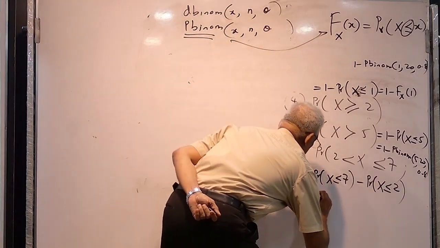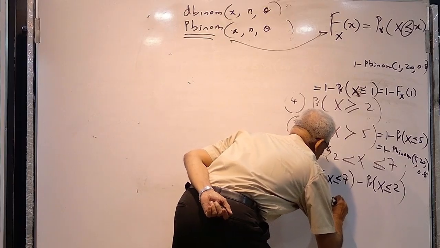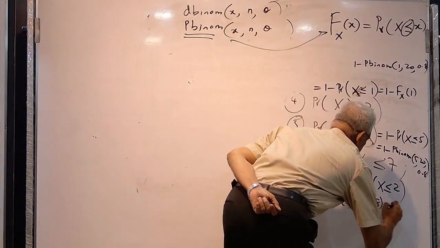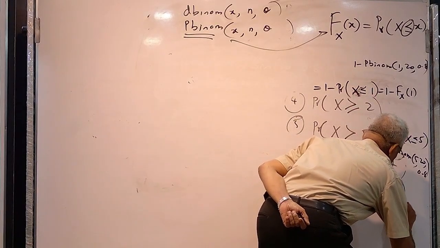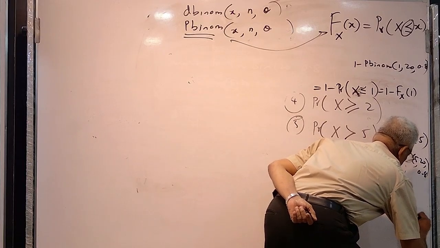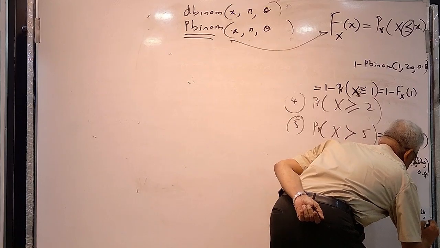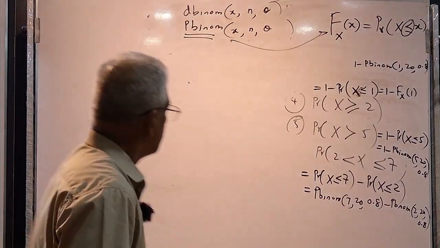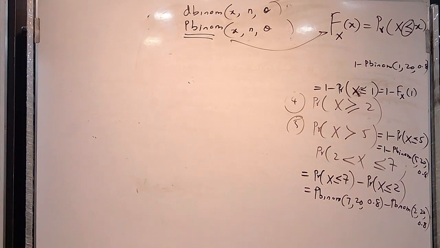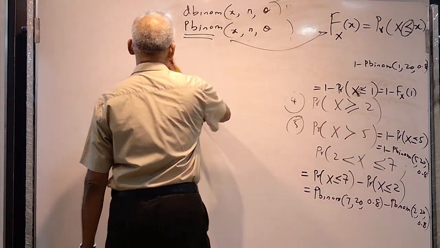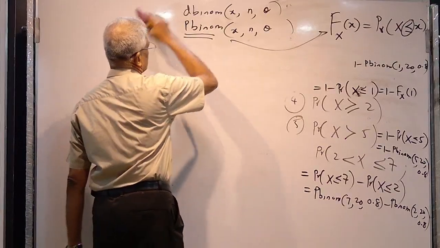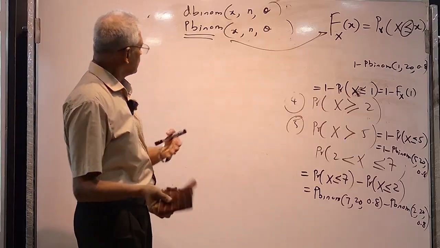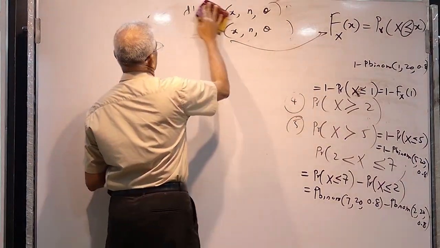So this is p binom 7, 20, 0.8 minus p binom 2, 20, 0.8. Right. So that's how you can calculate the probabilities. Using d binom, you can get directly the mass function at a given value. Using p binom, you can get any other probability.